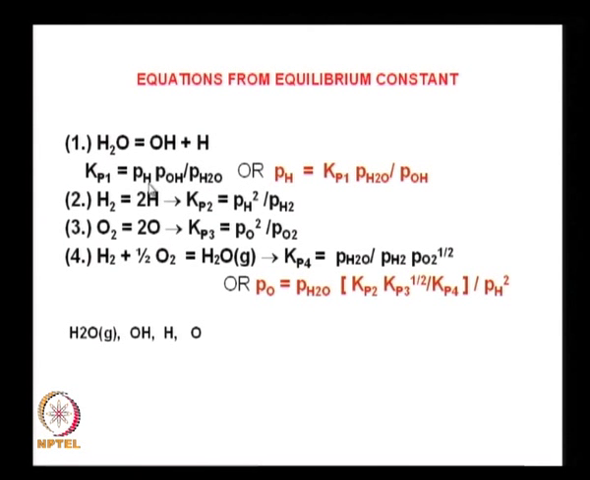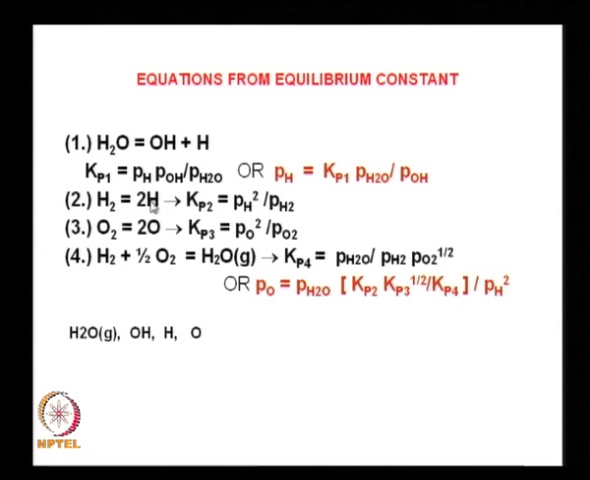Or rather, from this equation I get pH, which is from the right hand side, I take it over here, is equal to Kp1 into pH2O divided by pOH. I know now the value of pH in terms of pH2O and pOH. Similarly, I would also like to get the partial pressure of oxygen, and for that I write the following three equations.